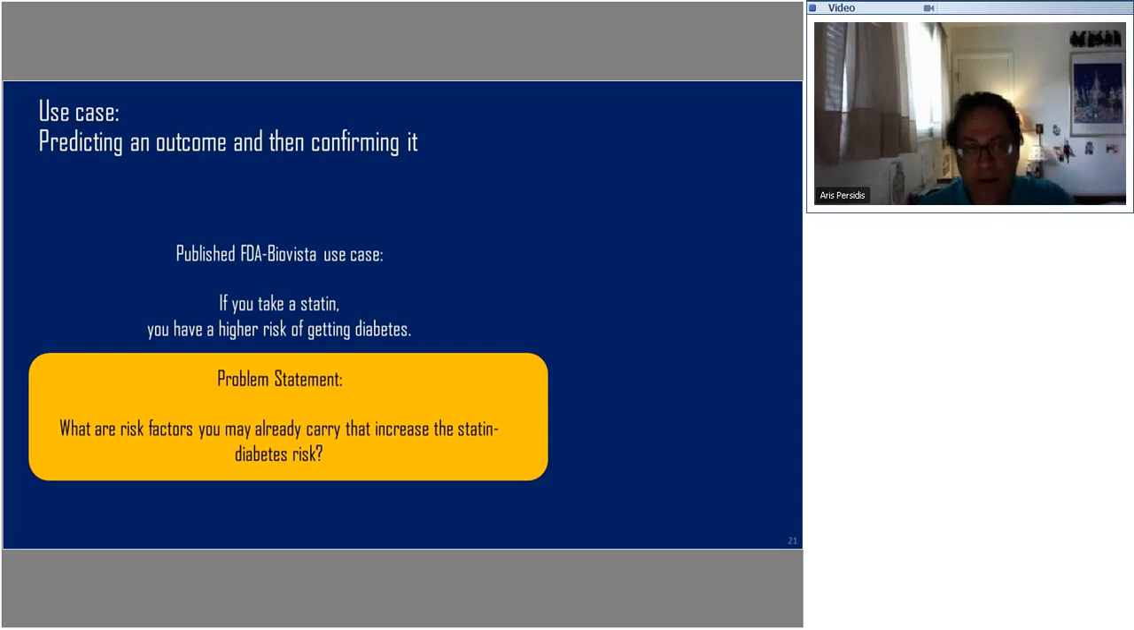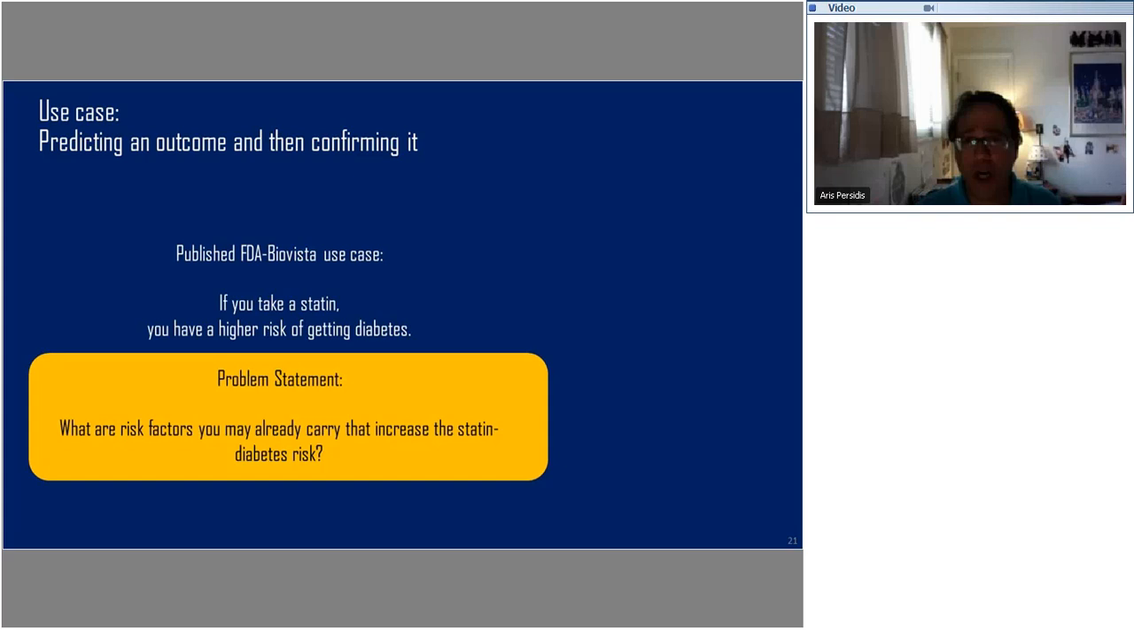Here's a use case. This is work that we did in collaboration with FDA and a big health insurance company, and the problem was this. If you take a statin, it increases your risk of diabetes. But what are the risk factors? If you come to the doctor with asthma, and your doctor says, oh, your triglycerides or whatever, I need to put you on a statin, but the doctor didn't care about the asthma. Does the fact that you have asthma increase your risk of diabetes if they give you the statin? That's the problem statement. That's the problem the FDA had. They know that statins increase the risk of diabetes, but they needed the risk factors.